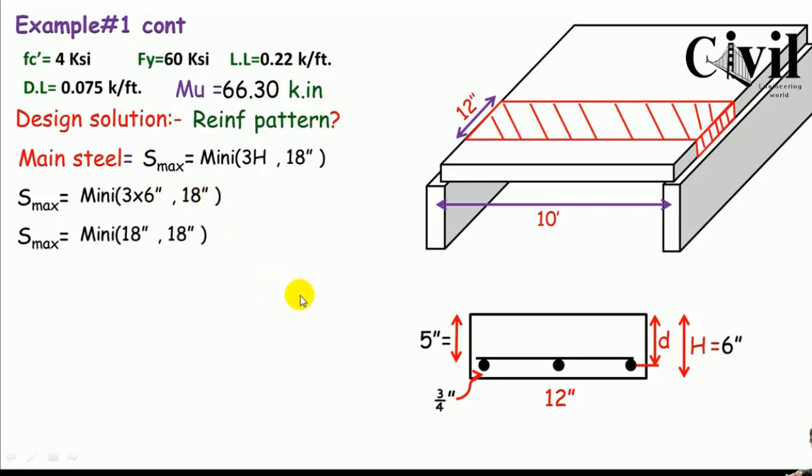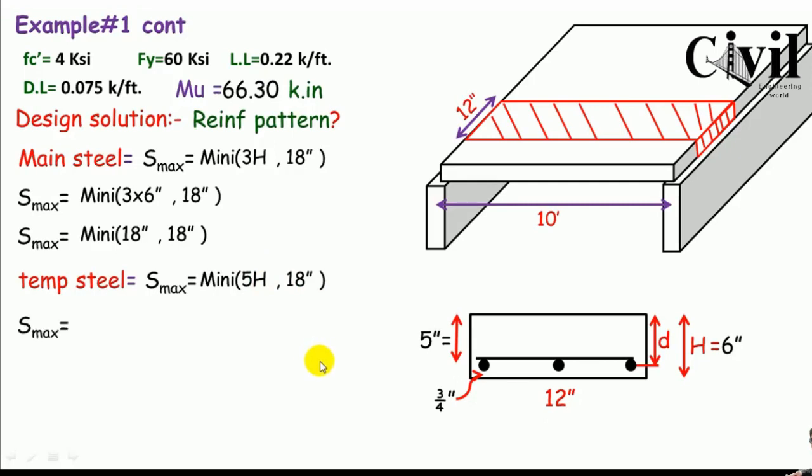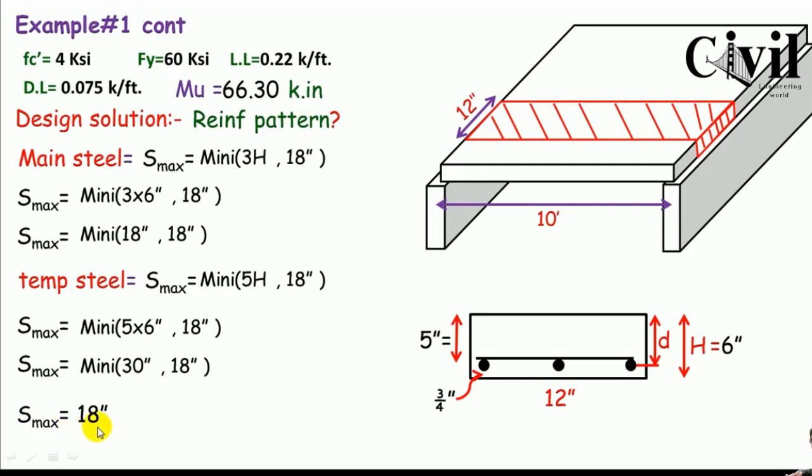So the temperature steel spacing will be the minimum of 5h or 18 inches. Similarly, by putting these values, 5 into 6, 6 fives are 30, so 30 or 18 inches. So here the maximum spacing which is to be provided is 18 inches. So we have to provide reinforcement spacing less than 18 inches.